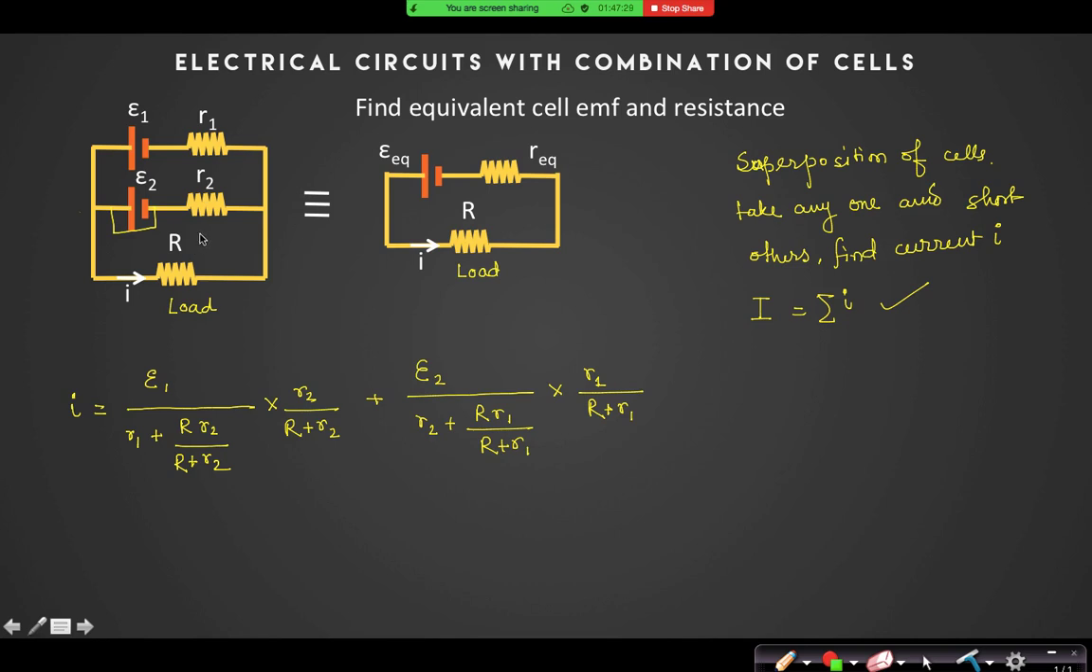Yes, sir. So what is the equivalent resistance of this entire circuit now? R and R2 will be parallel, and with that R1 is in series. Yes or no? Can you explain once again? Now can you see the circuit is something like this? Let me redraw that circuit like this.